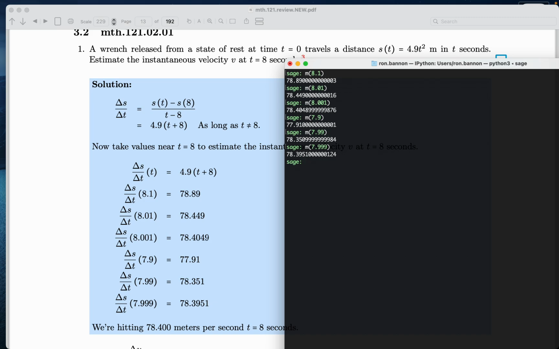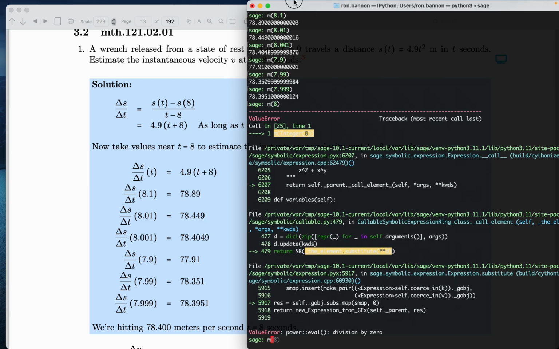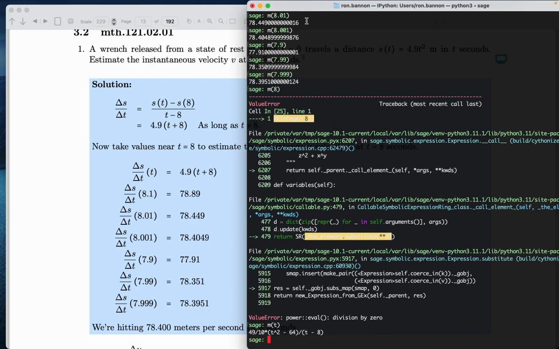Now, someone can say, I wonder if I tried m of 8, what number would you get? Put that down for you. And you notice I get this thing about there's an error somewhere, all right? If someone says, I wonder where the error was, let me just go through that with you. And I'm going to display m of t and tell you why 8 is such a troublesome number. Division by 0.